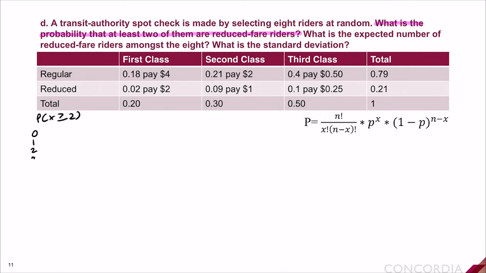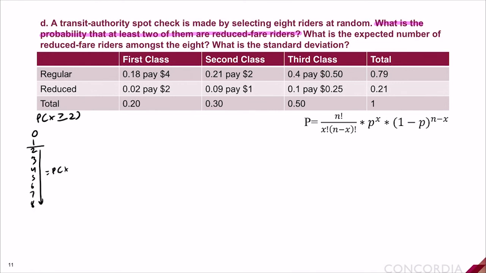And since we have 8 riders, we have 9 possible outcomes, meaning that there's a chance that 0 out of 8 are reduced fare, 1 out of 8 are reduced fare, 2 out of 8 are reduced fare, all the way to 8 out of 8 being reduced fare riders. And it's asking us for the probability of 2 or more being reduced fare riders.